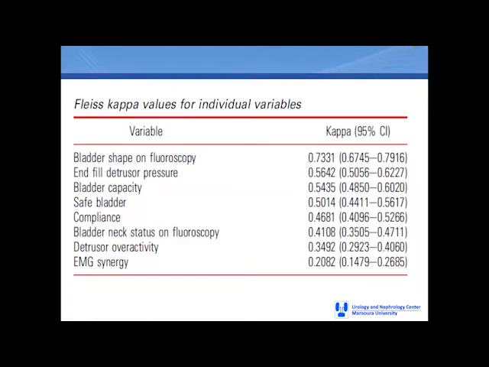Other urodynamic parameters, like end-fill detrusor pressure, bladder safety, compliance, bladder leak status, detrusor overactivity, have at best a moderate degree of agreement, if not poor. If you look at detrusor sphincter dyssynergia or detrusor activity, again, this is very interesting. It means that you could get a significant degree of disagreement when interpreting the results of urodynamics, even among experts. And of course, the inconsistent interpretation would lead to different lines of management.